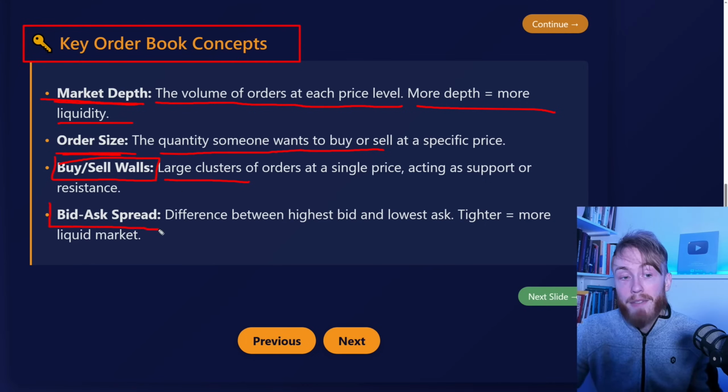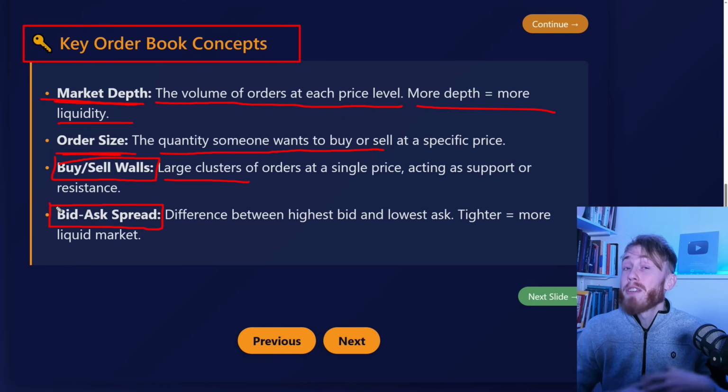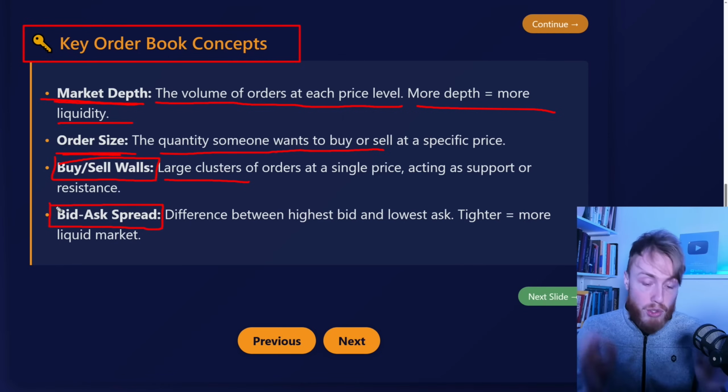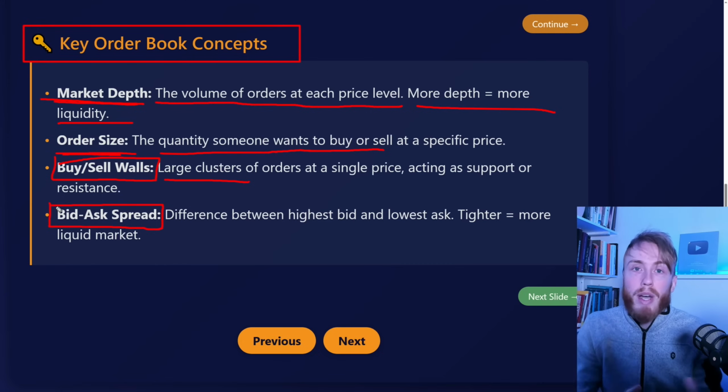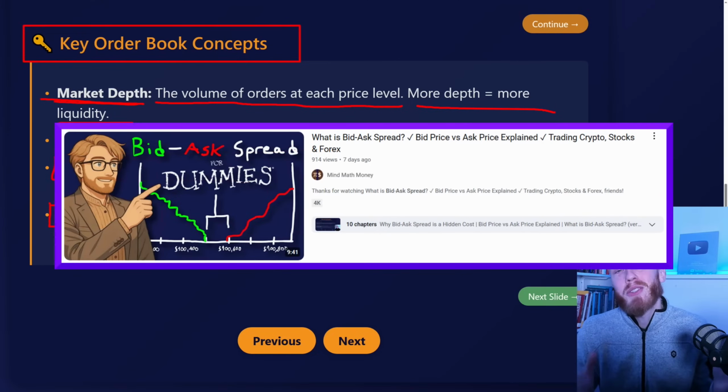We also have the bid-ask spread. We have touched upon the bid-ask spread shortly in this video, but if you want to dive deeper into the bid-ask spread and why it's so important, I do have a video about that, and I will make sure to link the video in the video card and the description.